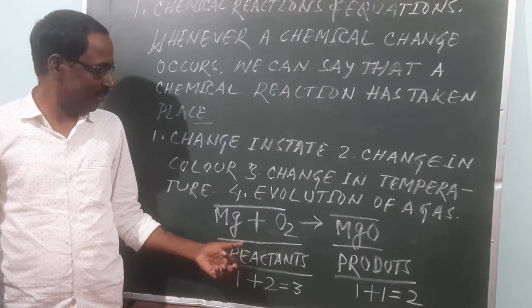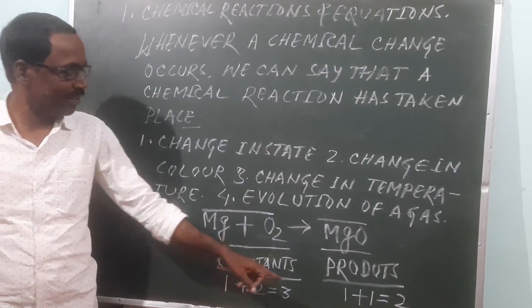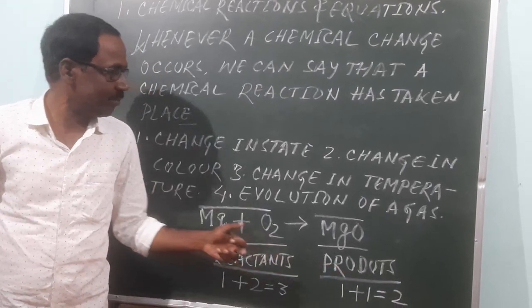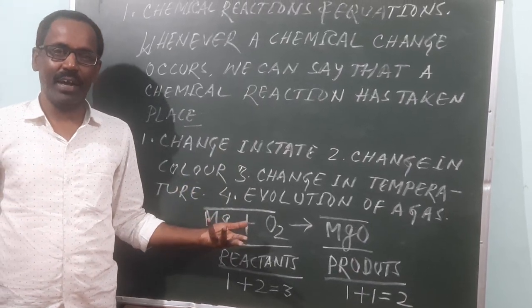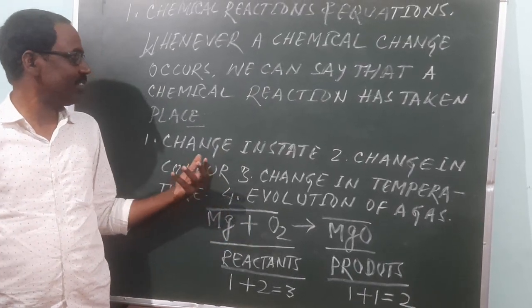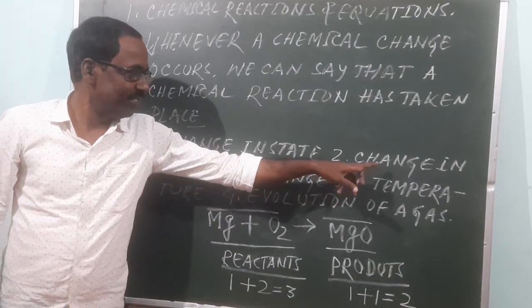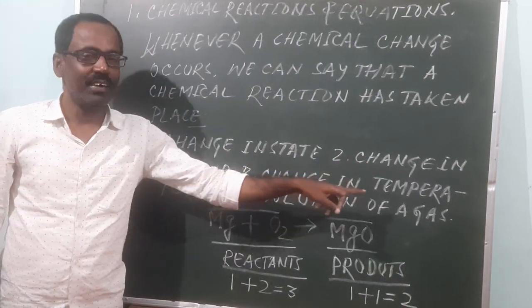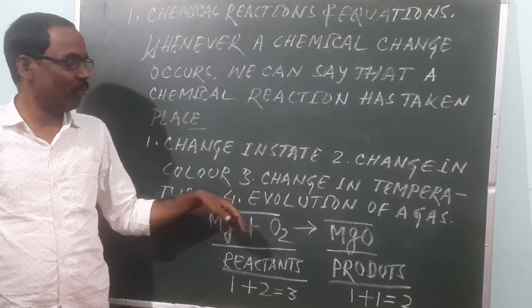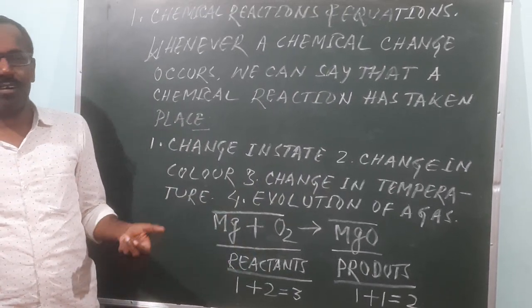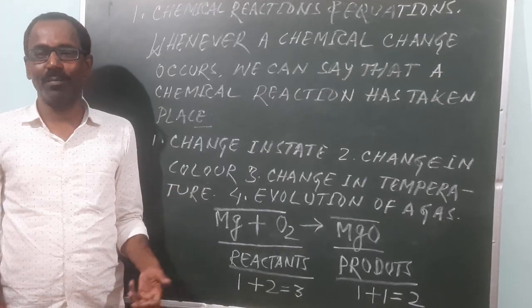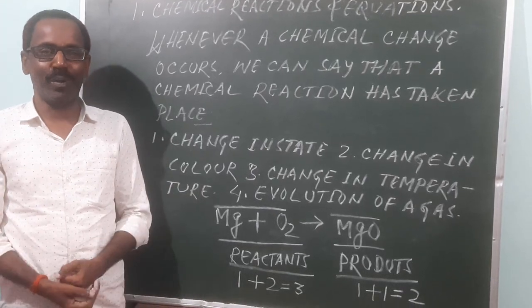So it is a simple story about what a chemical reaction is, what a skeletal chemical equation is, what the reactants and the products are, and what will happen if a chemical reaction has taken place, such as change in state, change in color, change in temperature and evolution of gas. I hope all of you have no problem understanding this explanation.